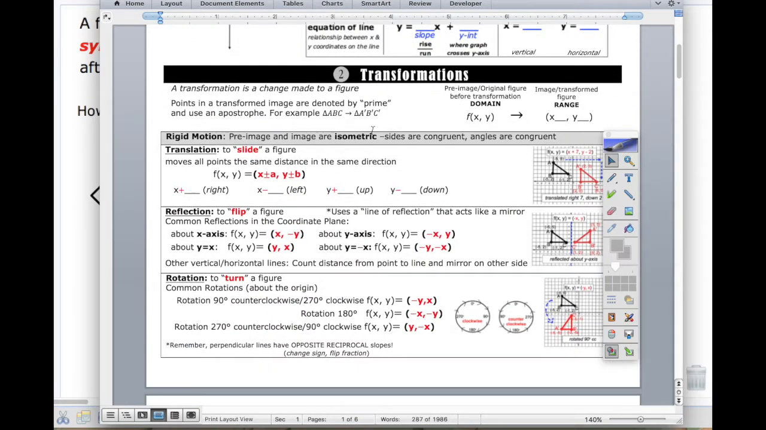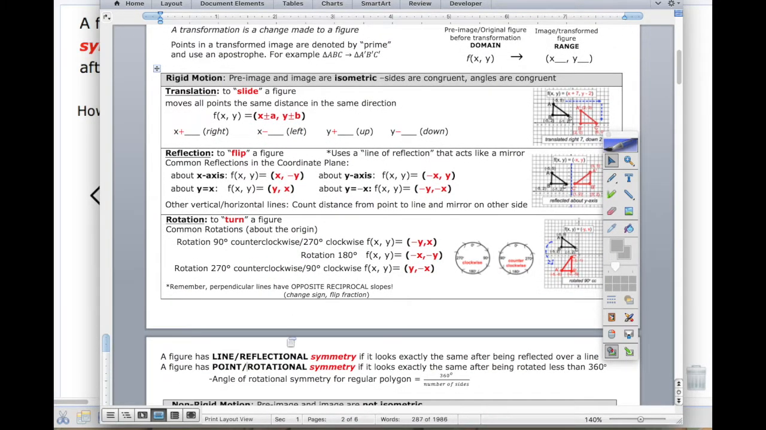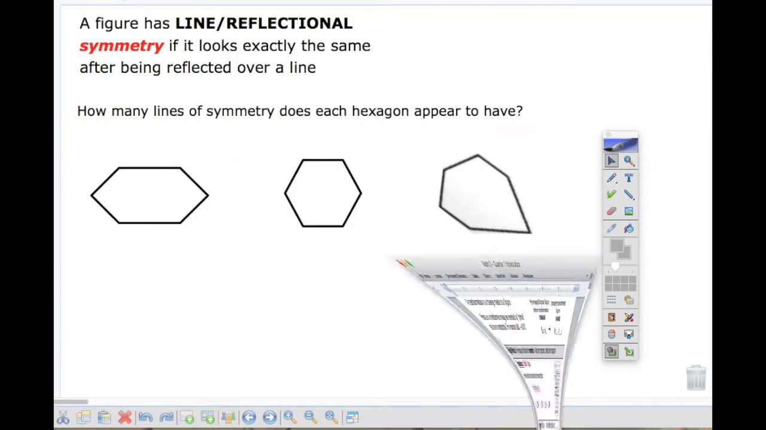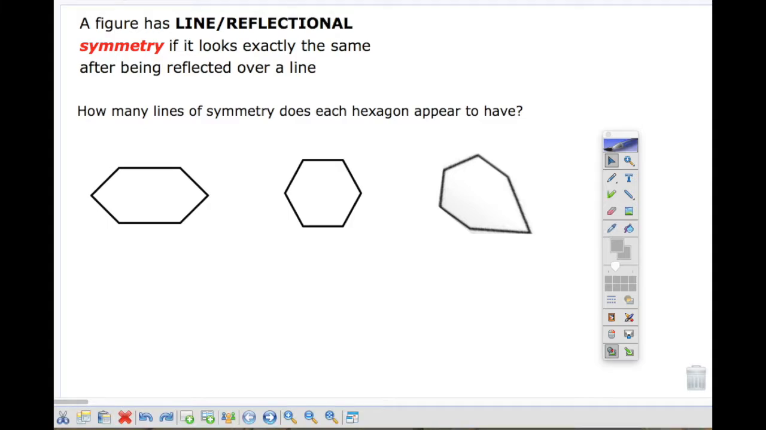Moving on in our transformations unit, today we're going to talk about symmetry. We're going to talk about two different types of symmetry, line symmetry and point symmetry. Line symmetry has to do with reflections and point symmetry has to do with rotations. And they're two different things. We are first going to look at line or reflectional symmetry.